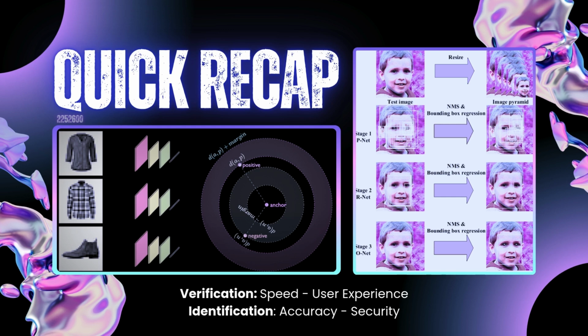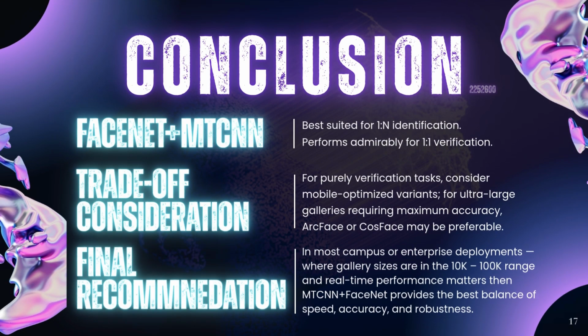For verification, for example, unlocking your phone, a one-to-one match, speed is often prioritized for a smooth user experience. And for identification, for example, finding a person in the database, a one-to-N match, accuracy is paramount for security. And that brings us to our conclusion. We'll summarize our findings and offer our final recommendation.